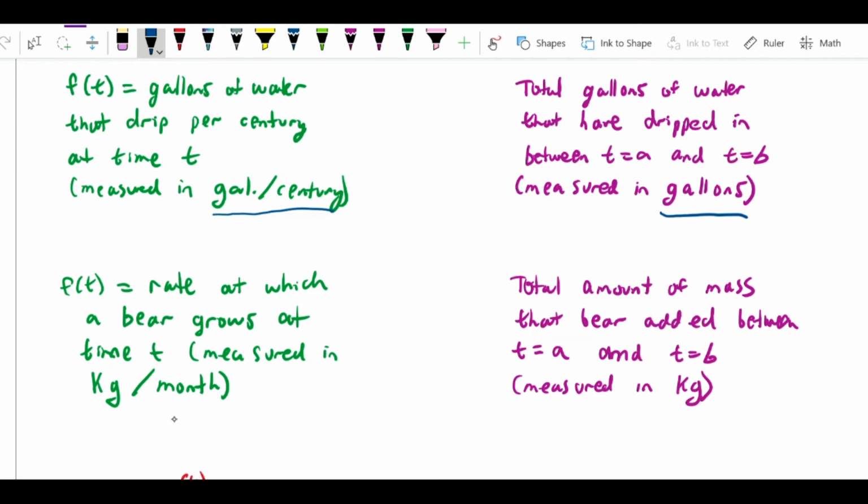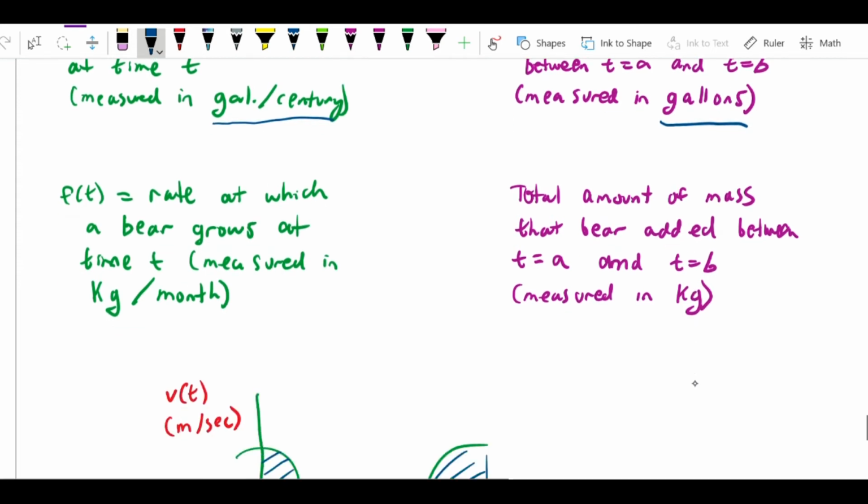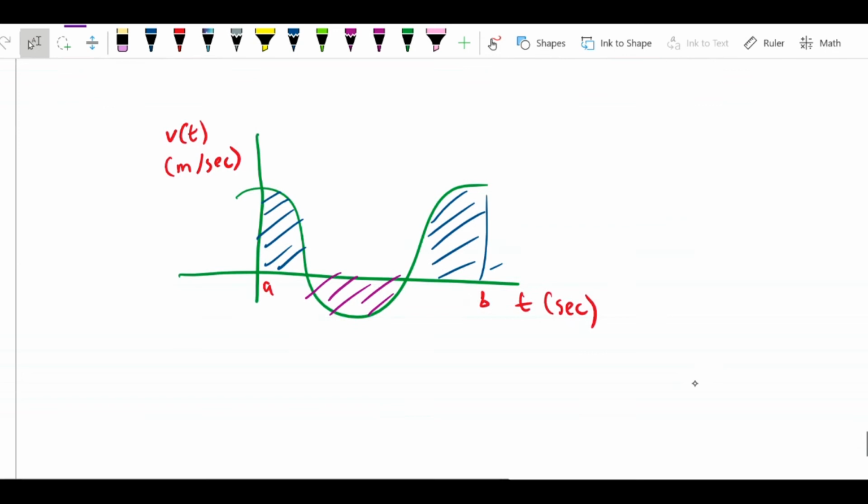Then if I find the area under that function on the interval AB, that area is going to give me the total amount of mass that the bear added between time t equals a months and time t equals b months. So let's say that I define the interval as, let's say, from 3 to 6. What that means is that the area is going to tell me how much mass the bear added between month 3 and month 6.